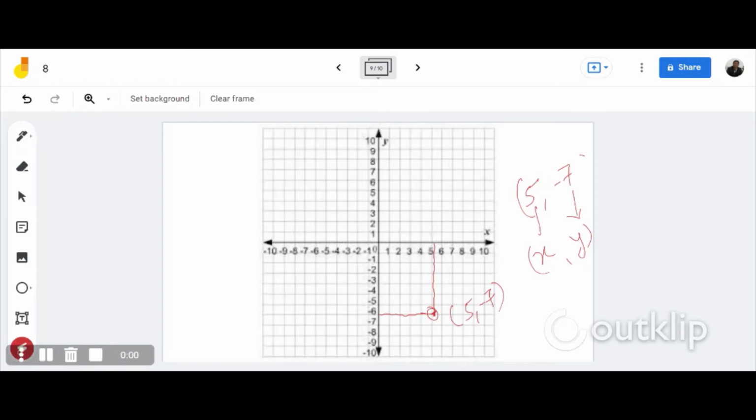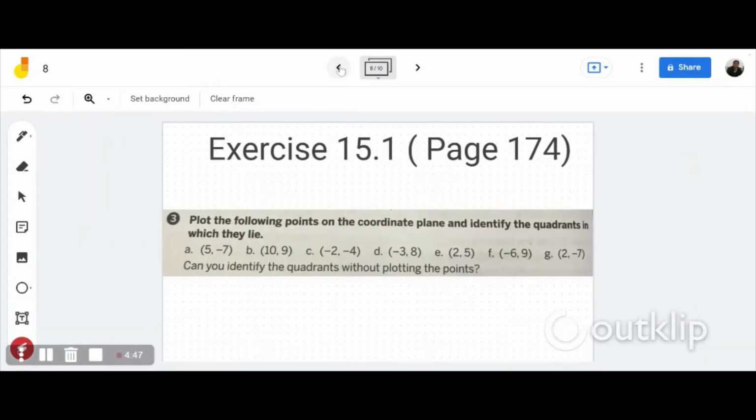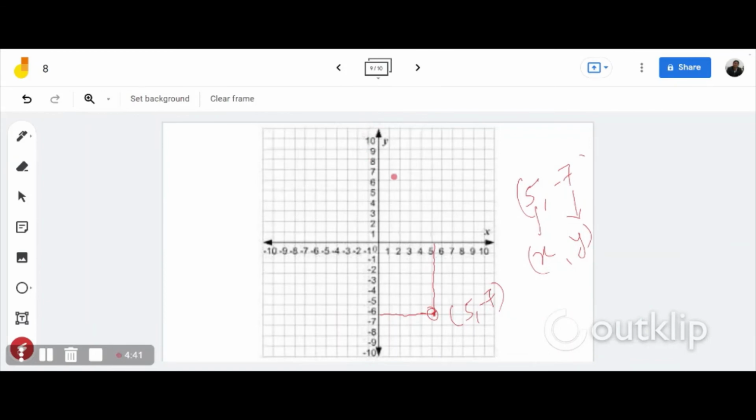This was the first plotting on your graph paper, and it has come on the fourth quadrant. This is my fourth quadrant. Now let us again go back and see the next question. This one is given 10 comma 9. Let's see. Yeah, we have 10 comma 9.